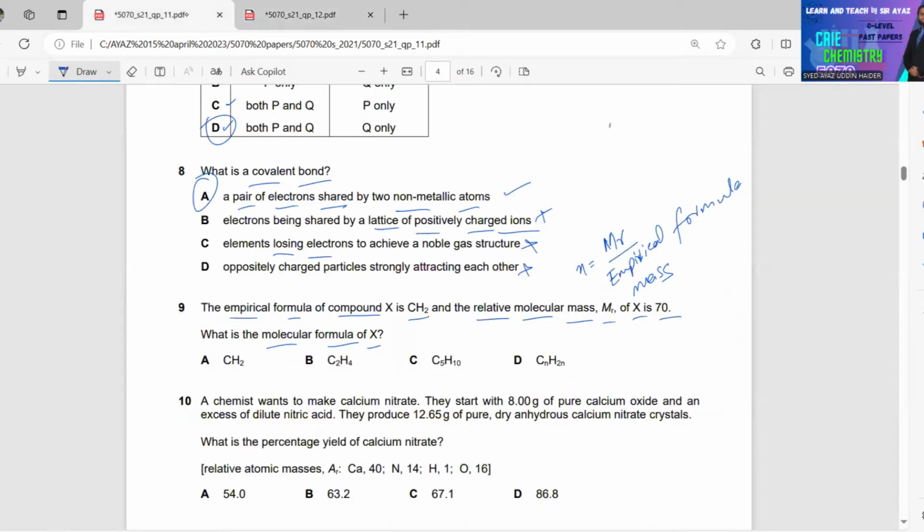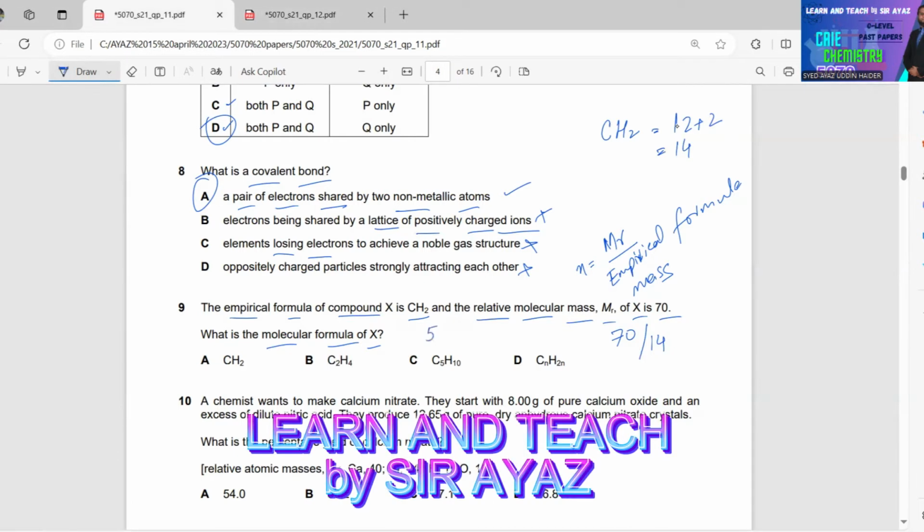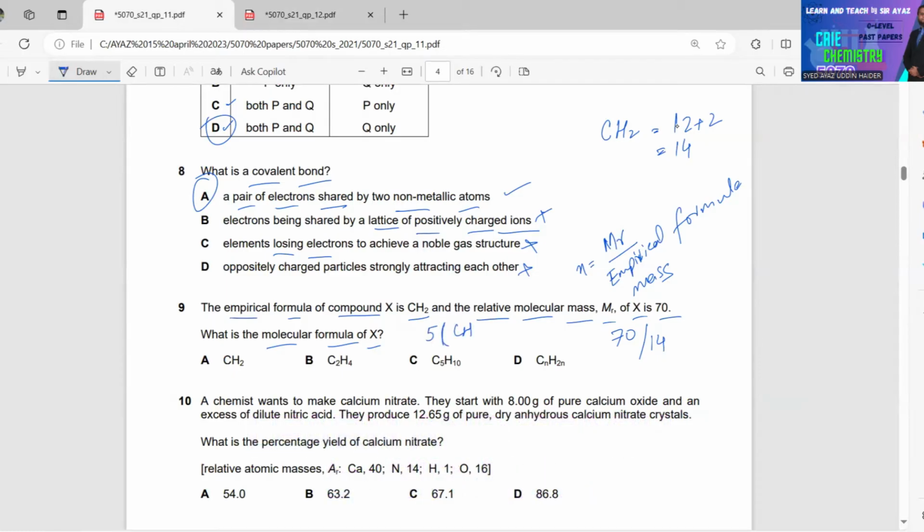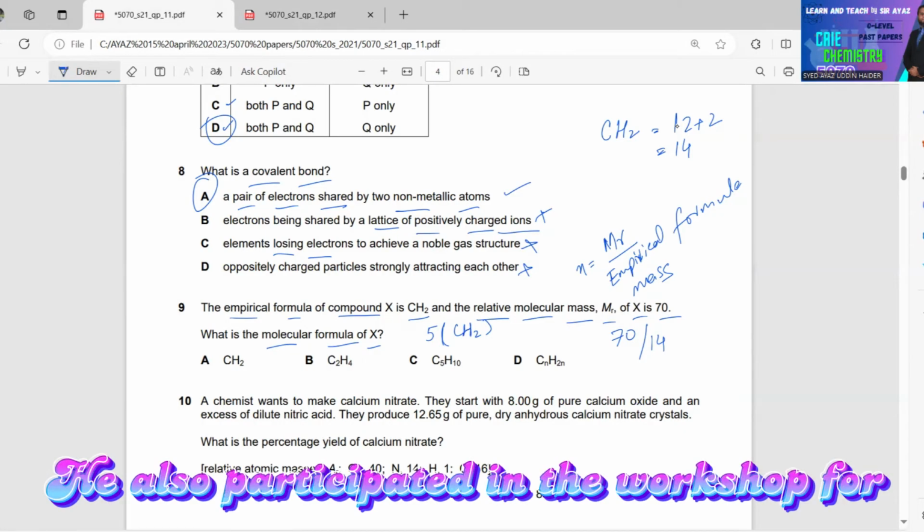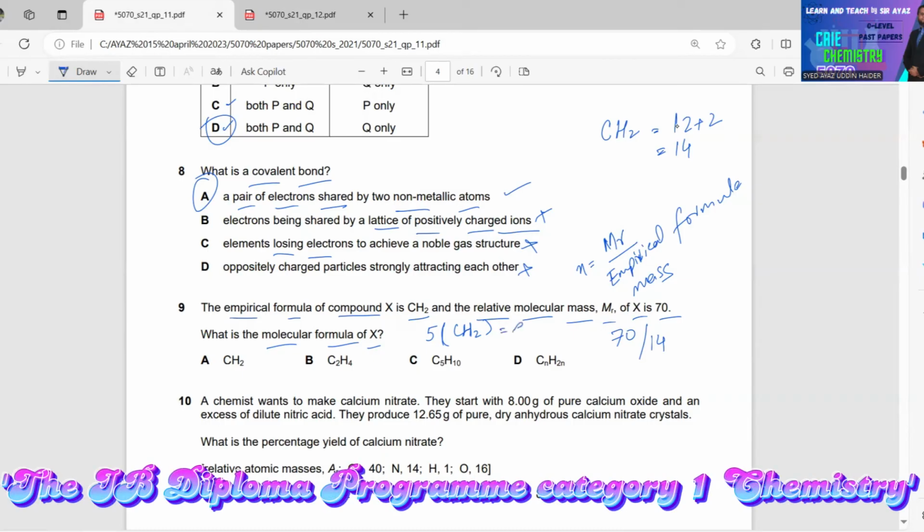So for CH2, 12 plus 2, you get 14. So you'll divide 70 by 14. You get 5. So you'll multiply 5 by CH2. Each of the atoms of carbon as well as hydrogen will be multiplied by 5. So we'll get C5H10. So C must be the right answer for number 9.